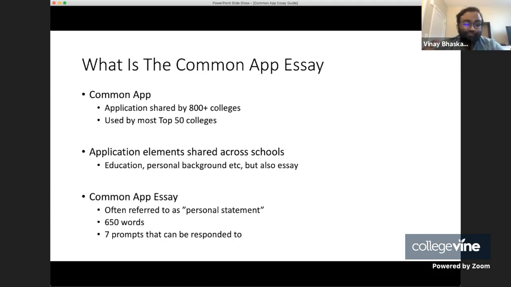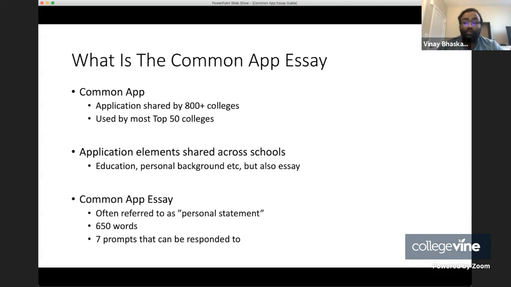Now, the Common App essay, as it's sort of called, is often also referred to as the personal statement. And when you hear someone in the college admission space talk about your personal statement, most commonly that's going to be a Common Application essay. Right? And the Common App essay is 650 words long. That's the length of the essay that you're required to write. And there are 7 prompts that you're going to be able to respond to.